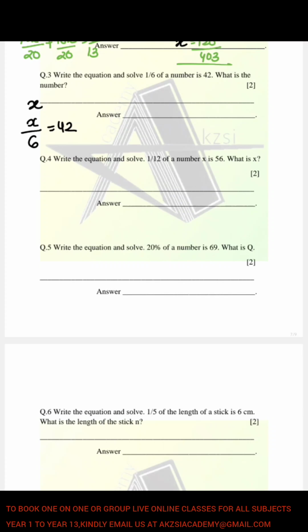The solving part we have already done. That means multiplying both the sides by 6. X will come out to be 42 into 6, which is finally 252.